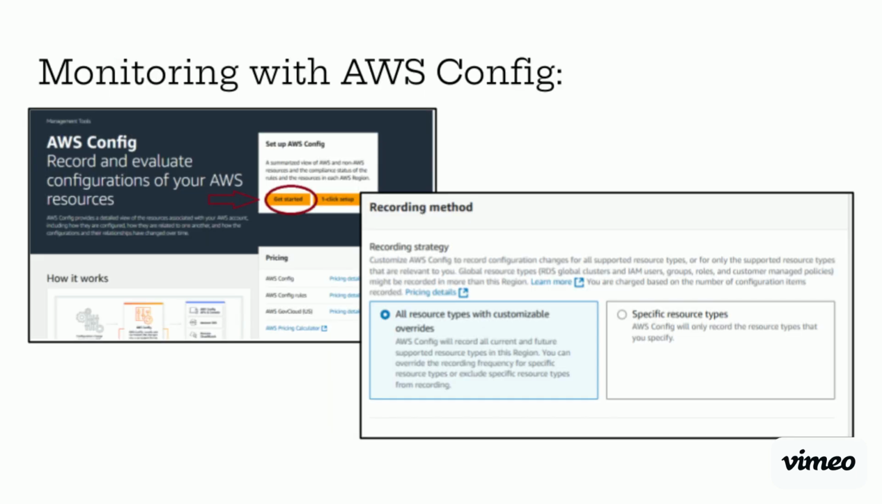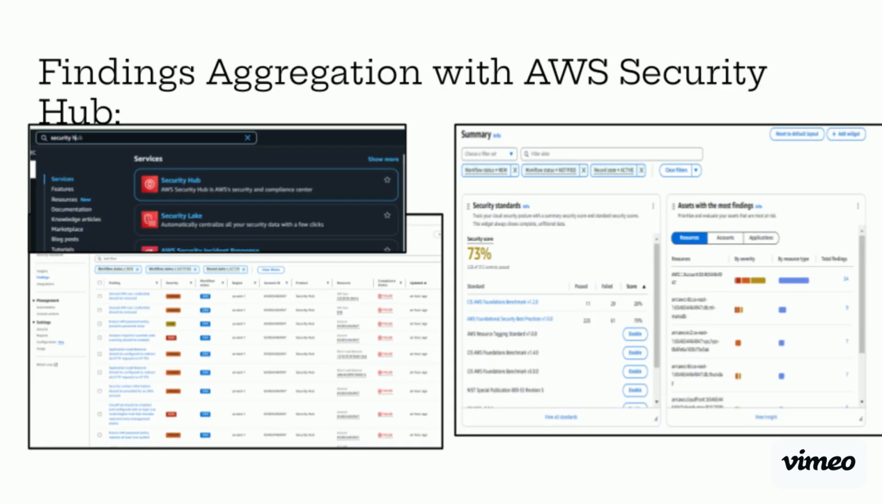Step 1. Monitoring with AWS Config. AWS Config evaluates all S3 buckets against a compliance rule. If a public bucket is detected, Config generates a non-compliant event. Step 2. Aggregation with AWS Security Hub. Security Hub receives the non-compliant event from AWS Config, consolidates the finding, and triggers an alert for prioritization.